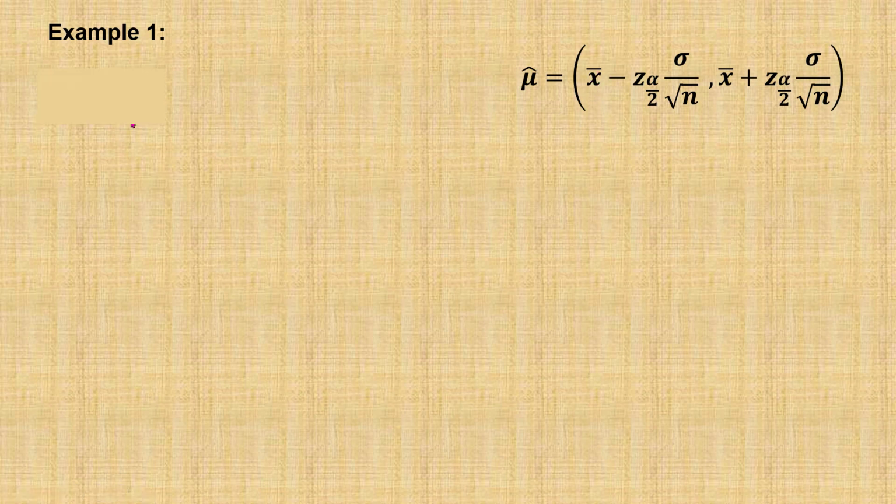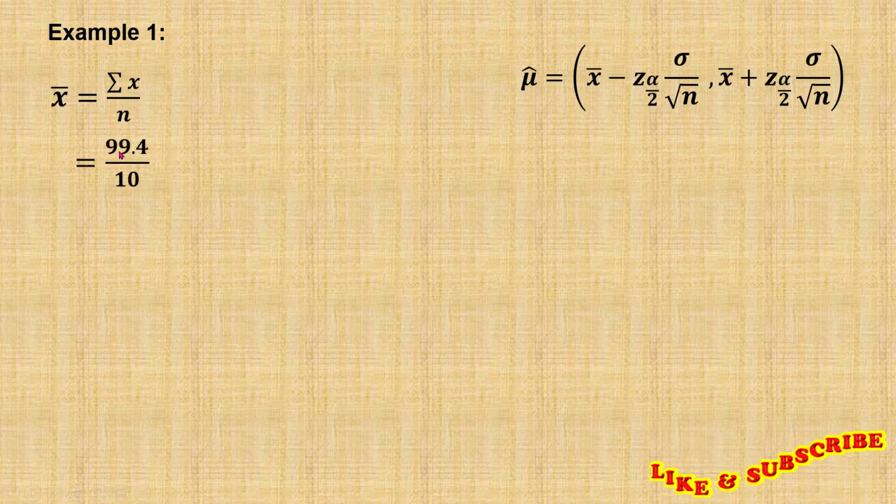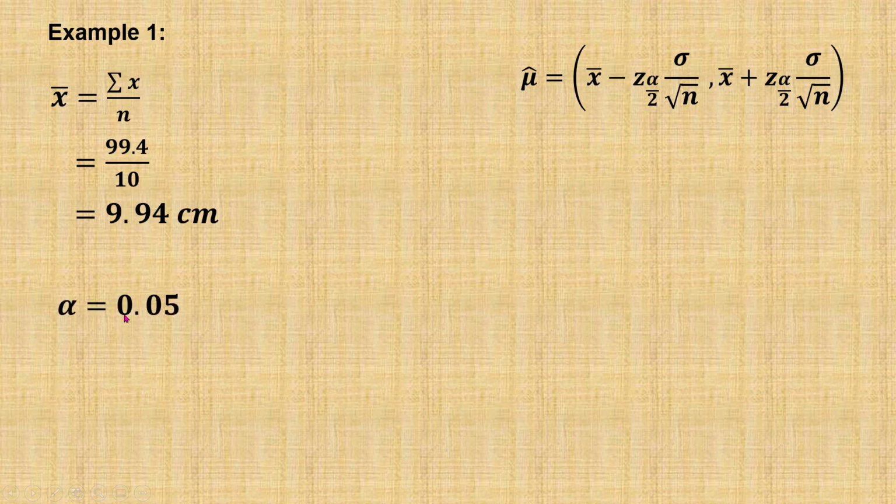Now, to find the confidence interval for the population mean, first we are going to find the sample mean. To find the sample mean, we find the sum of each observation divided by the sample size. When we sum up all the measurements, we find that it is equal to 99.4 and the sample size is 10. Therefore, the sample mean is 9.94 cm. Next, we are going to find the value of Z. Since it is a 95% confidence interval, alpha is equal to 0.05 and alpha over 2 is 0.025.